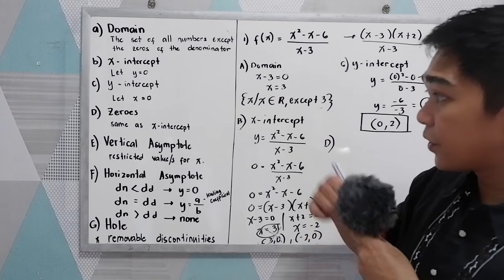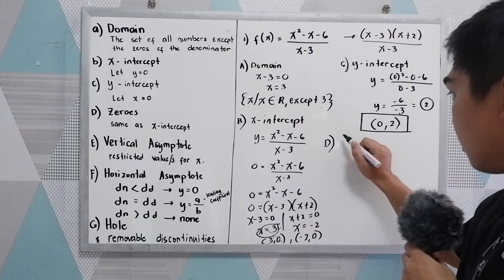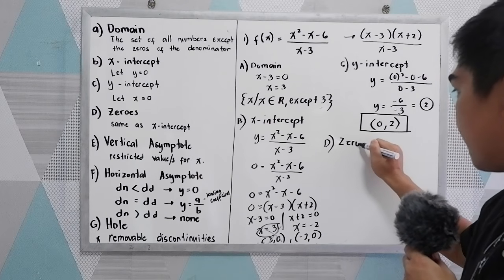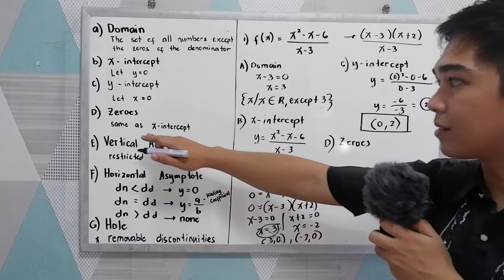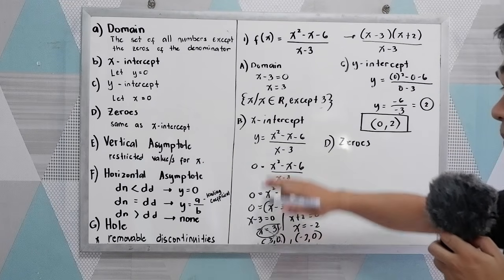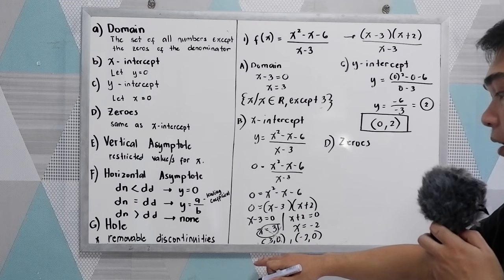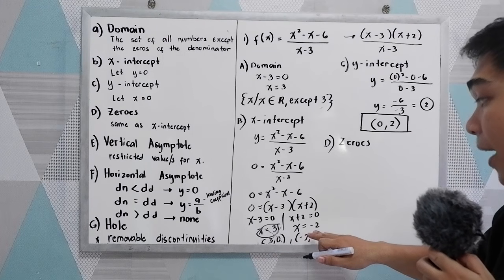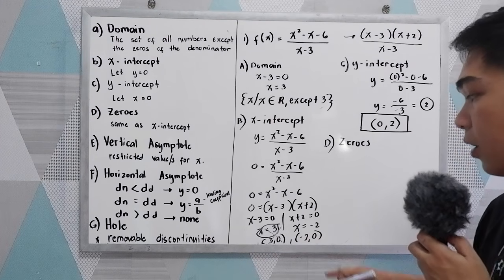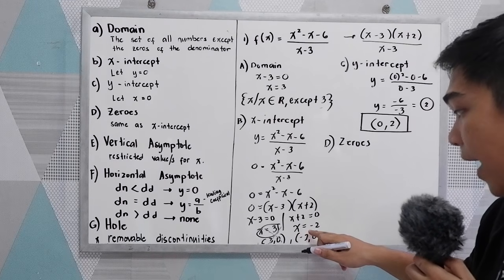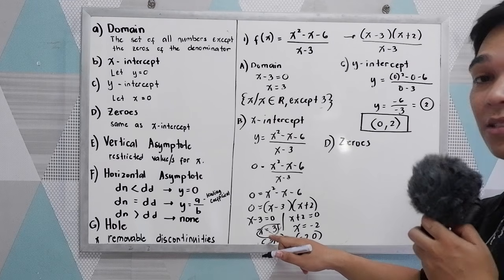Now let's find the zeros of our rational function. Zeros, in our guide, is the same as our x-intercept. So letter B, x-intercept, we have our solution here, and we're going to find the value for our x. So x here is equal to negative 2 and positive 3.